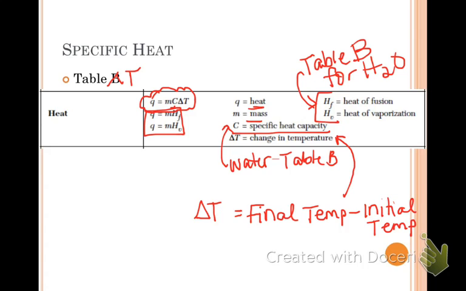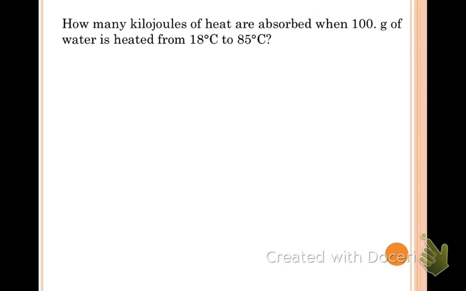All right, good. Okay, so we have the question: how many kilojoules of heat are absorbed when 100 grams of water is heated from 18 degrees Celsius to 85 degrees Celsius? So let's go ahead and figure out our knowns and our unknowns. So the kilojoules of heat, this is our Q, it's unknown kilojoules, and since we have so many different units for heat, let's make sure that we put kilojoules in here too, so that at the end of the problem, we know what we want.